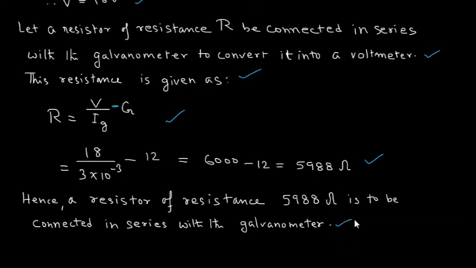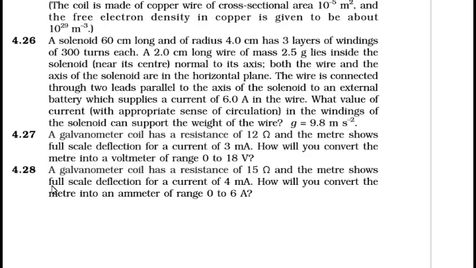The next problem is 4.28, which is the last problem of this exercise of lesson 4, chapter 4. A galvanometer coil has a resistance of 15 ohm and the meter shows full scale deflection for a current of 4 milliampere. How will you convert the meter into an ammeter of range 0 to 6 ampere? Let us see the solution.